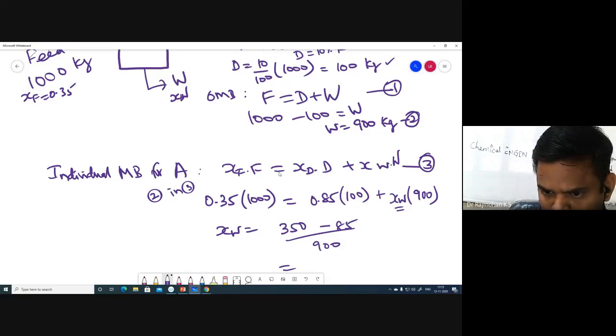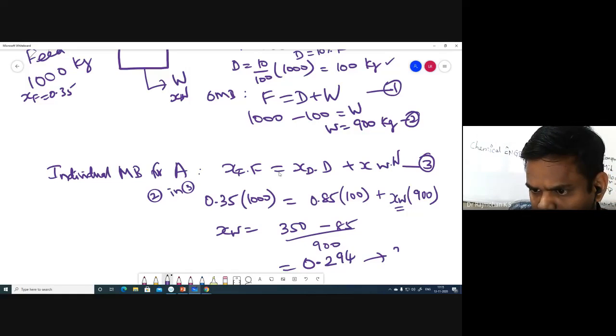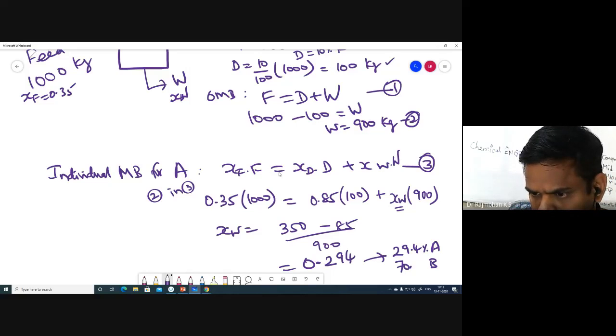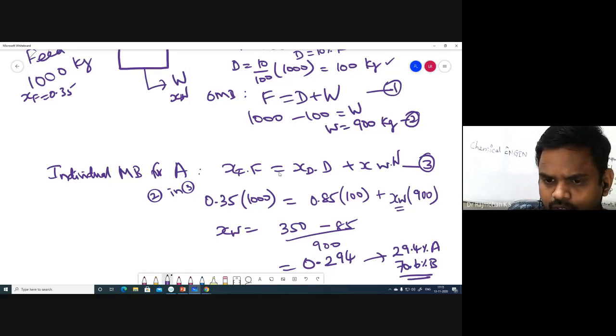So that is XW is equal to 0.294. So in terms of percentage, it is 29.4% A. So the remaining, 70.6%, is B. So that is the composition of W.